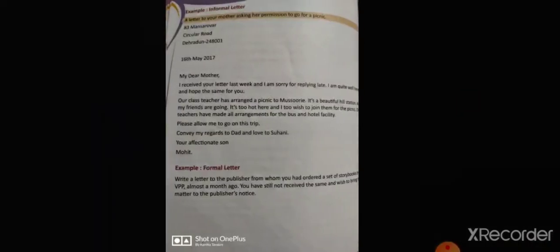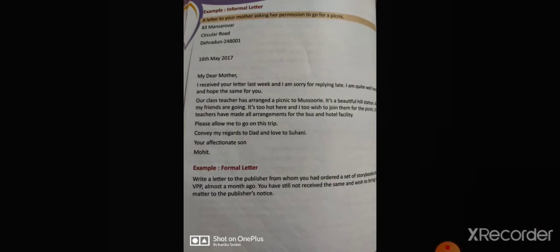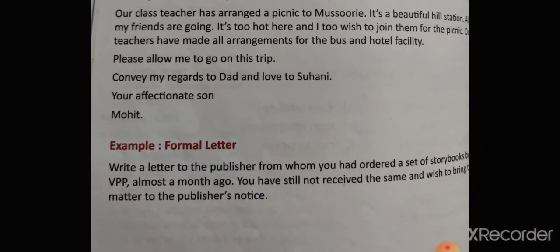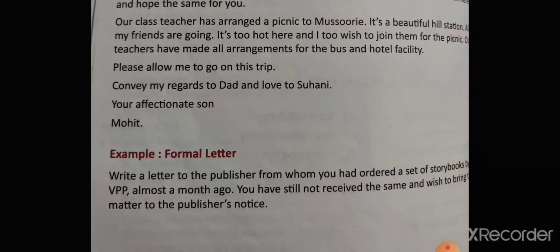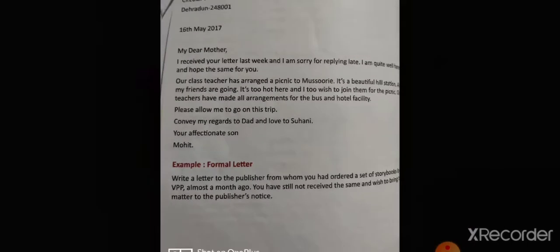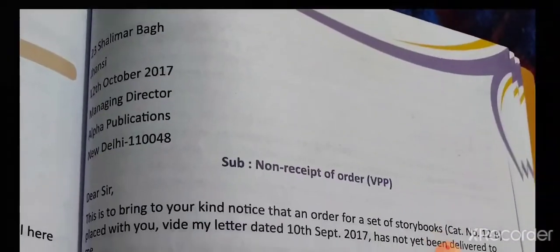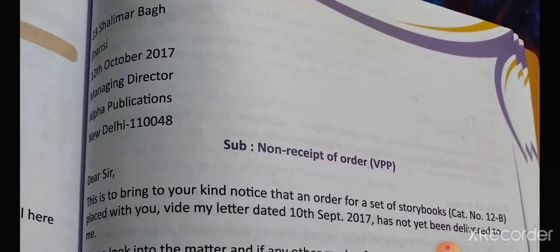But if we come to the formal letter, what we have to make sure, we'll try to understand with an example. Write a letter to the publisher from whom you have ordered a set of storybooks almost a month ago. You still have not received the same and wish to bring the matter to the publisher's notice. First, here they have written 23 Shalimar Bagh, Jhansi, which means this is the sender's address.